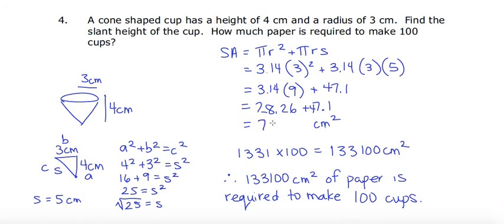So this should be 75.36, which means that this will change. So we should have 75.36 times 100, which gives us 7,536 centimeters squared. So I need to change my therefore statement as well. So therefore, 7,536 centimeters squared of paper is required to make 100 cups.